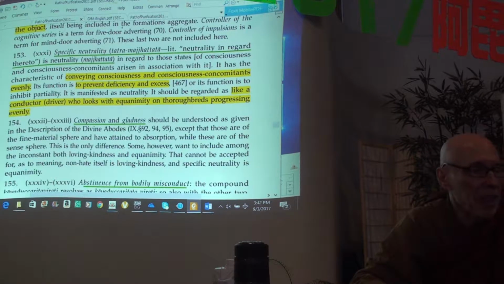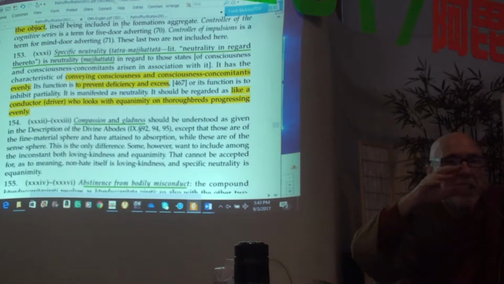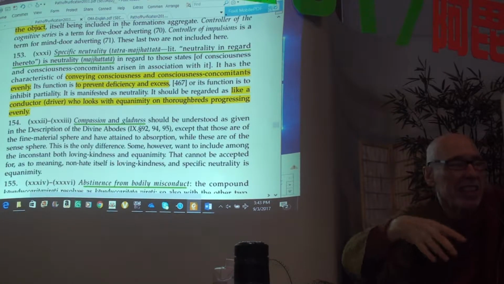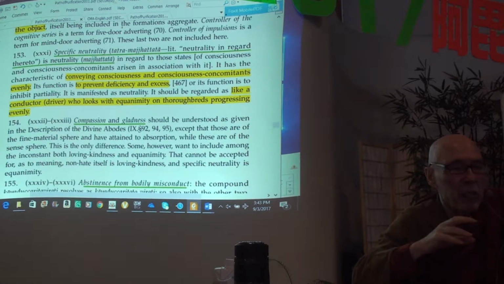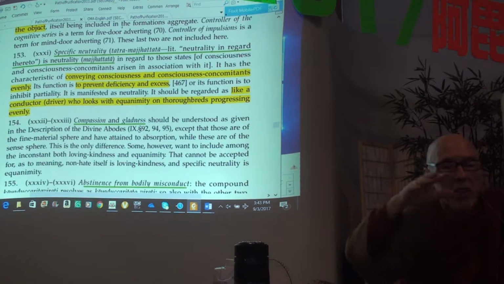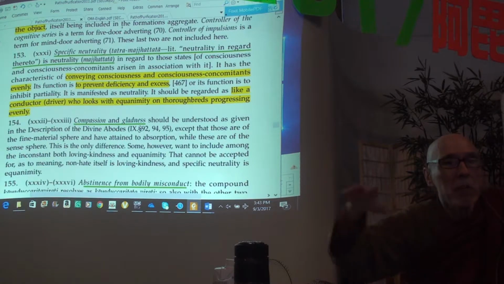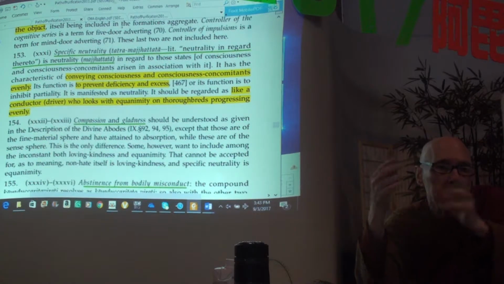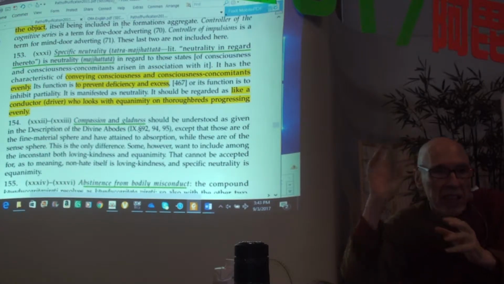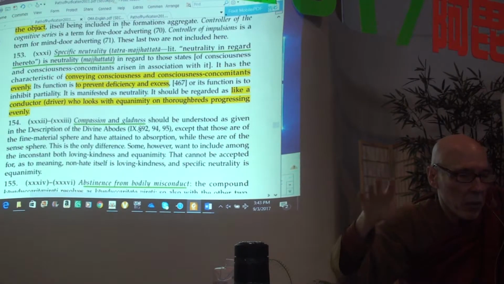And it's also the factor that's responsible for equanimity or impartiality in regard to other people. So it's through this specific neutrality that one is able to look at other people or other beings with an equal mind, not favoring some and dismissing or denigrating others, but looking at all of them equally.